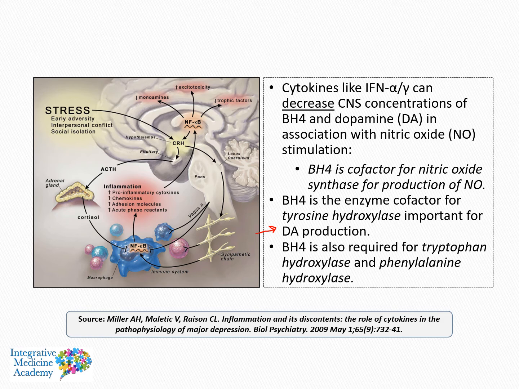So if we have too much pro-inflammatory activity in the brain that is essentially using up BH4 through the activation of nitric oxide production, we're going to run a deficit of BH4 to help in other hydroxylase enzymes that are involved in dopamine and serotonin production. And so this is one of the contributing factors to depression and one aspect of how neuroinflammation can lead to depression.